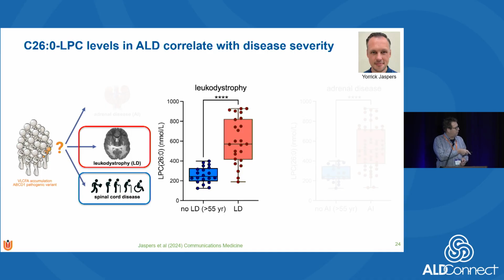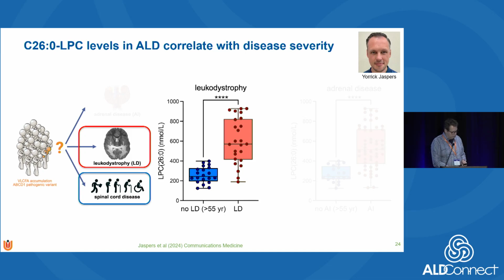These graphs show a comparison between males that are over the age of 55 years, do not have a leukodystrophy, and do not have adrenal disease. Many natural history studies have shown that for males over the age of 55 years, the chance of getting a leukodystrophy or adrenal disease is very low. So this is the end of the spectrum on one hand, and on the other side, the severe side, are males that have developed leukodystrophy. If we compare these two groups, we see a clear correlation between the C26 lyso-PC levels and the leukodystrophy or the spinal cord variant.